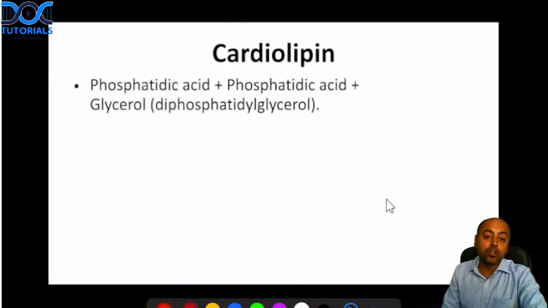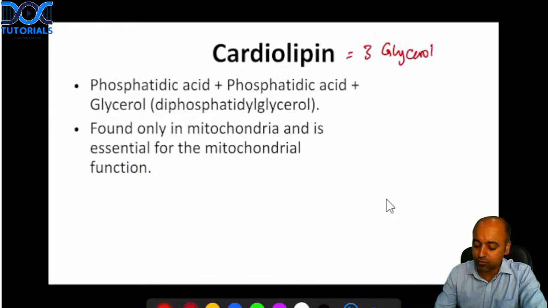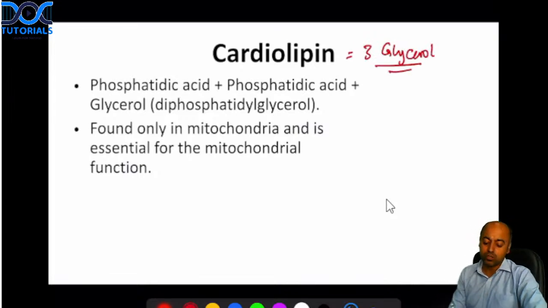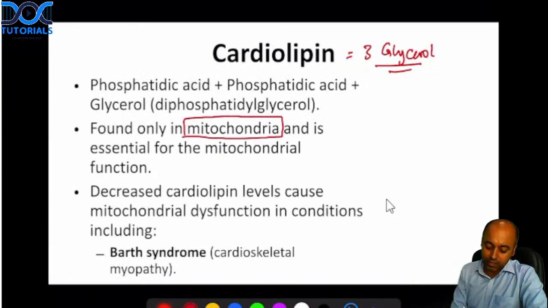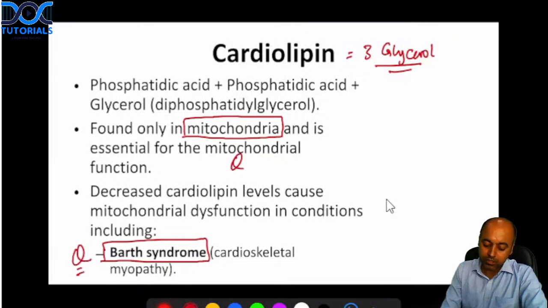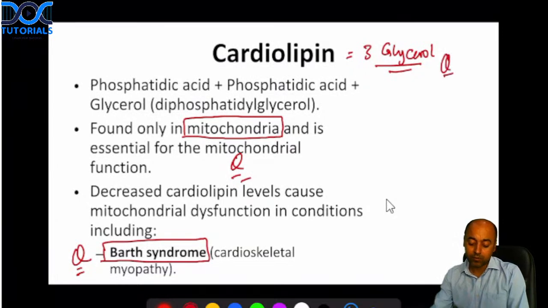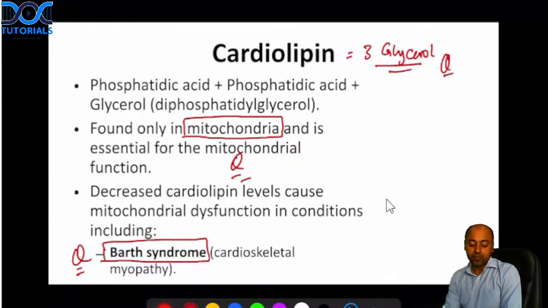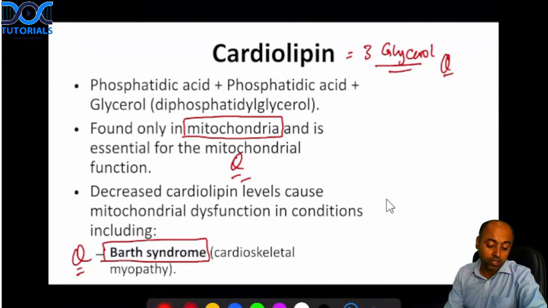And then we have cardiolipin. Cardiolipin is important because it will have 3 glycerol residues, right? Remember, it has 3 glycerol residues. It is found in mitochondria and it is associated with the condition known as Barth syndrome. So these are 3 important points about cardiolipin. It has 3 glycerols, is present in the mitochondrial membrane, and is responsible for Barth syndrome, where the mitochondria is not working properly.